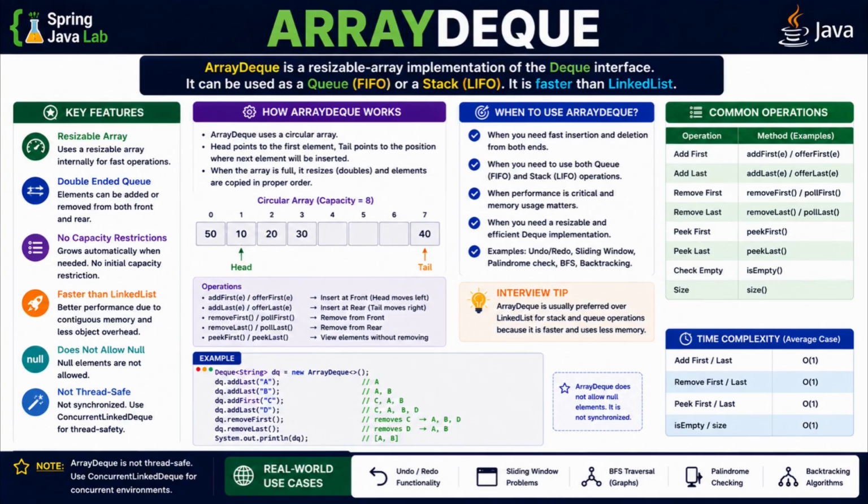Real-world examples include browser navigation, undo-redo functionality, sliding window algorithms, palindrome checking, and graph traversal. A simple rule: if you need fast operations at both ends, ArrayDeque is usually the best choice. So far we've covered lists, sets, and queues. But one of the most important collections in real-world Java applications is still left, the map interface. In the next section, we'll explore HashMap, LinkedHashMap, TreeMap, ConcurrentHashMap, learn how to choose the right collection for any requirement, and finish with interview tips that can help you confidently answer Java collections questions.